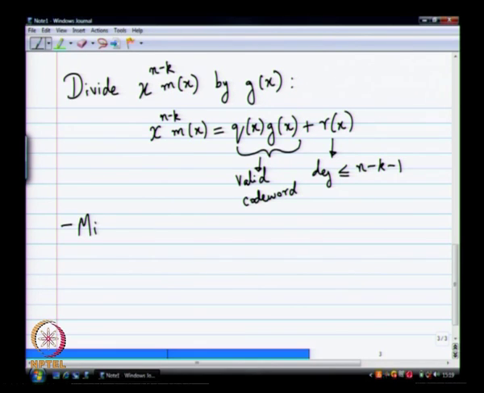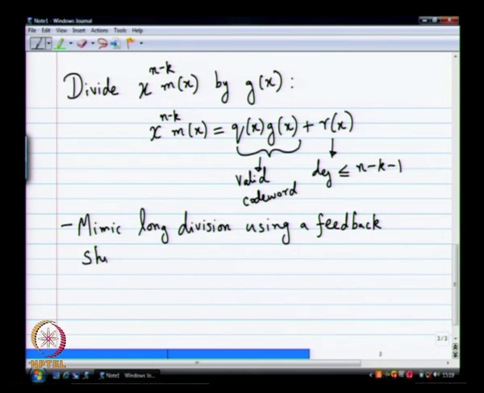So you can mimic long division using a feedback shift register circuit. It's a very common circuit. It can be done quite easily with D flip flops or anything else also. So you can do that division quite easily. It's an easily doable operation. Do that and you get your answer.